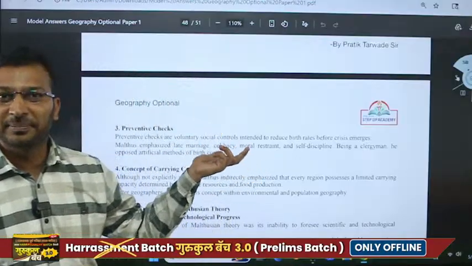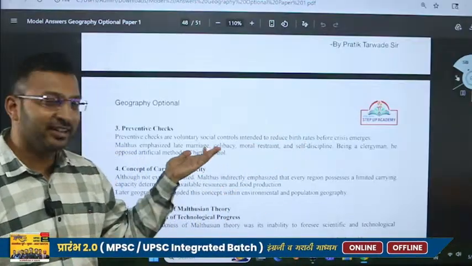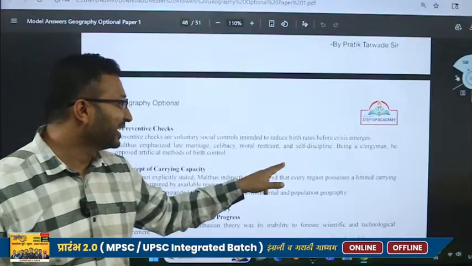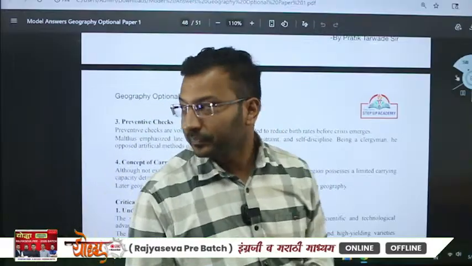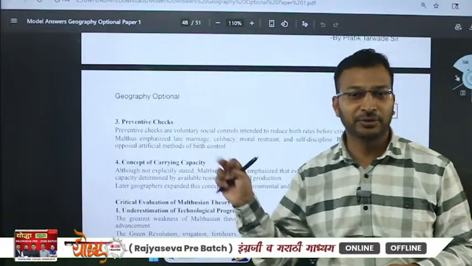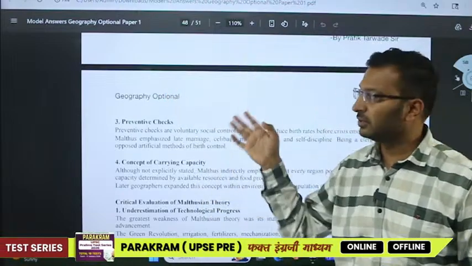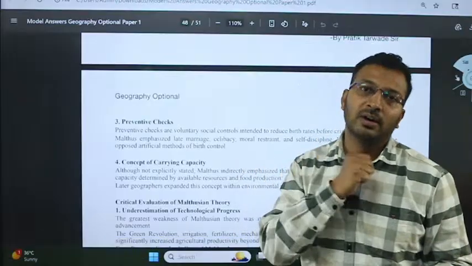Then some people are practicing celibacy. Some of our leaders are still single, celibate. Moral restraint and self discipline. So these are some moral restraints which are utilized by people, which was talked about by Malthus. He was a clergyman, and he talked about such moral restraint and preventive checks, which also control the population.